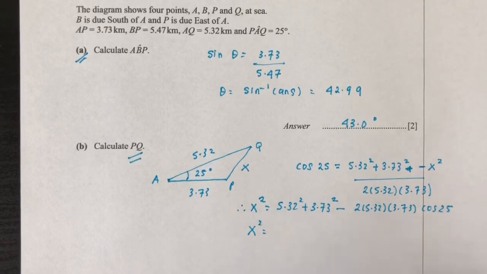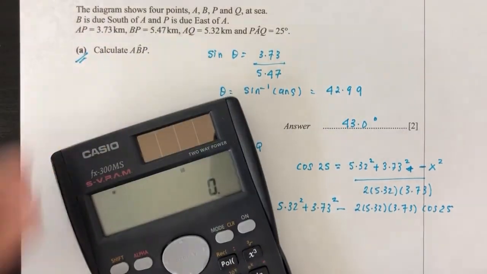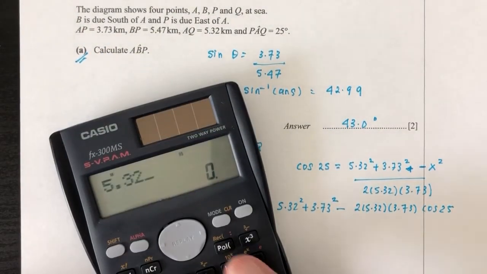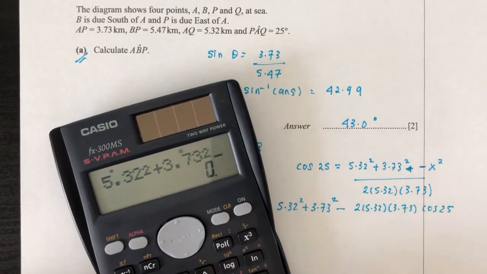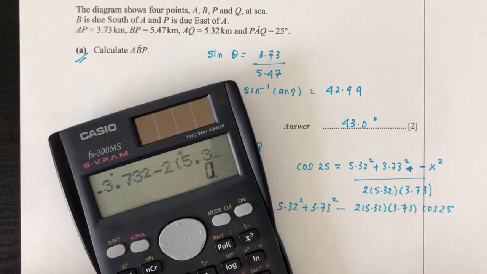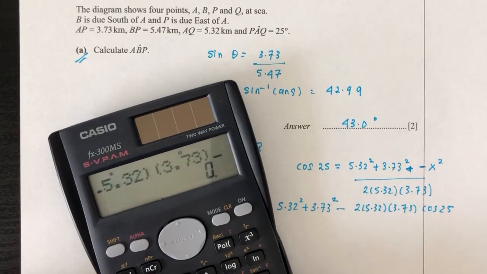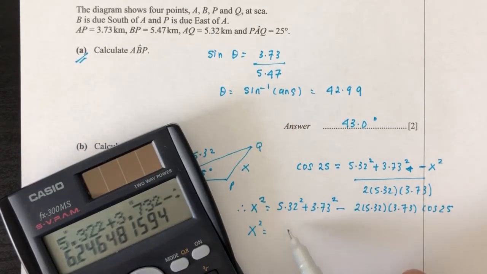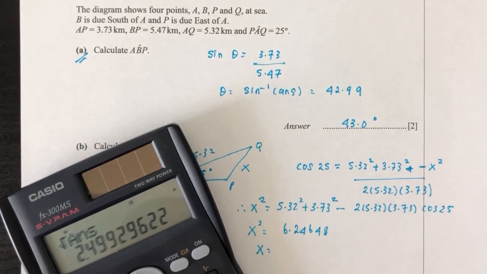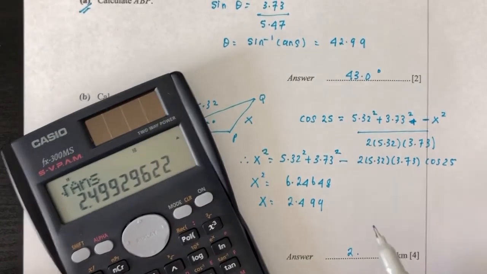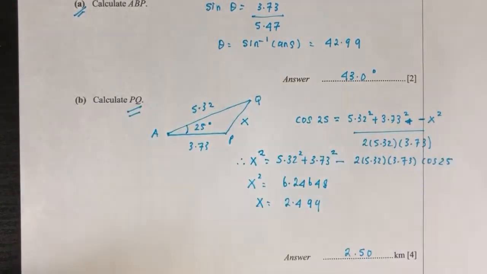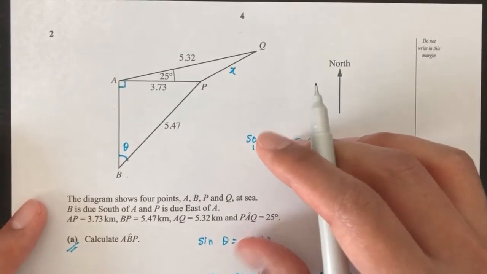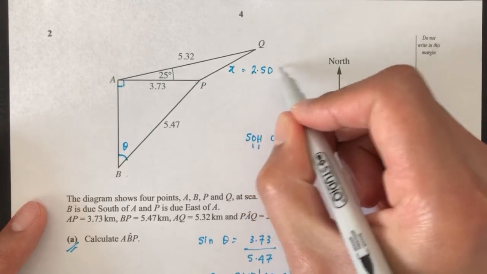So let's solve this. Let's see what we have. 5.32 squared plus 3.73 squared minus 2 times 5.32 times 3.73 and cos of 25. That will give me 6.24648. X will be the square root of the answer. That will be 2.499. So your answer will be 2.5, correct to 3SF. So that will be the length of PQ, which is about 2.5 km.